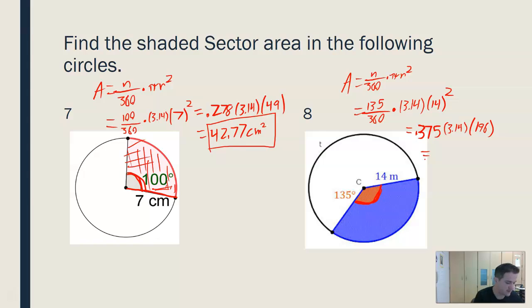So 0.375 times 3.14 times 196 is 230.79 meters squared. So again, the fraction of the area of this circle that this sector takes up is 0.375, so 135 divided by 360, multiplied by the area of the circle gave me 230.79 meters squared. That's the area of this sector right here.